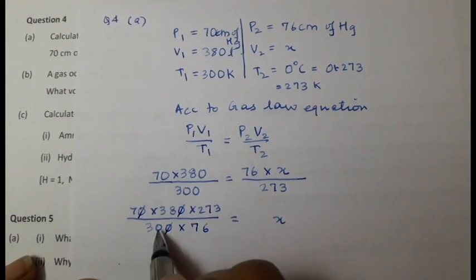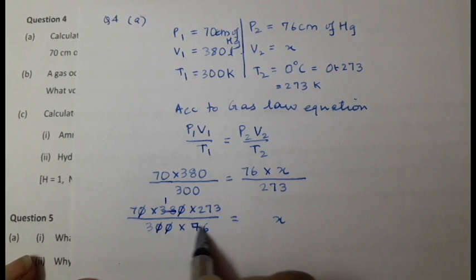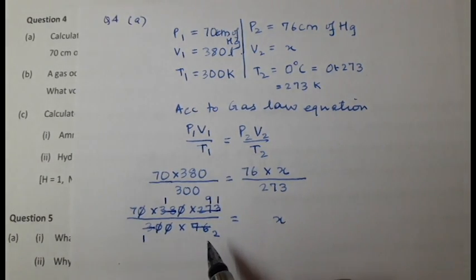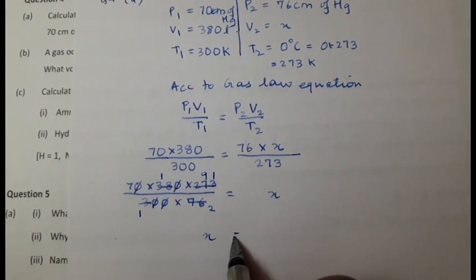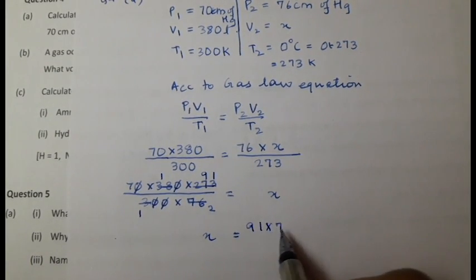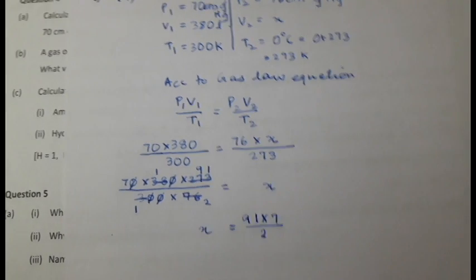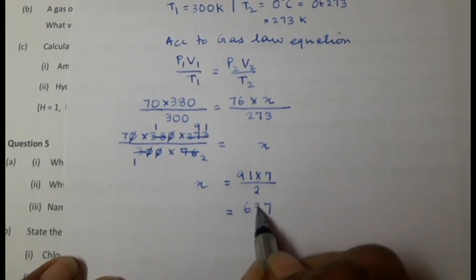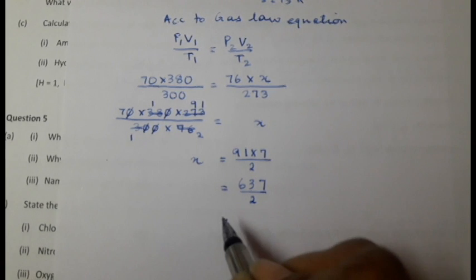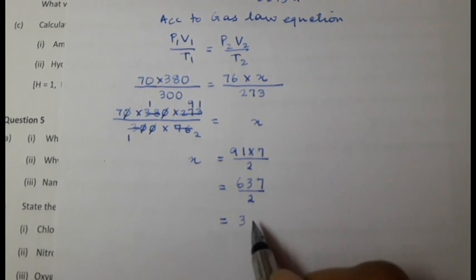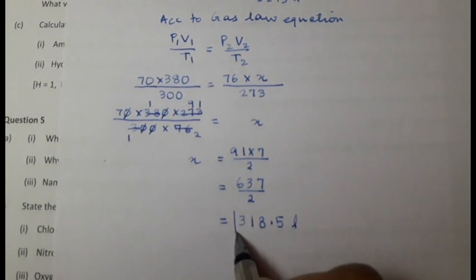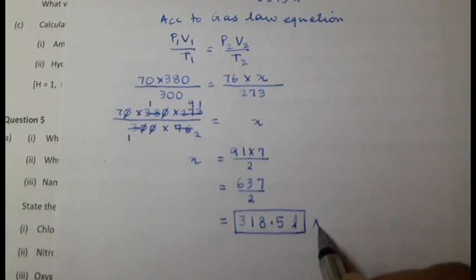Cancel the zeros like so. 38 ones, 38 twos, 3 ones, 3 nines, 27, 3 ones, and so you will have X equal to 91 into 7 upon 2, which gives us 318.5 liters, and that is our answer.